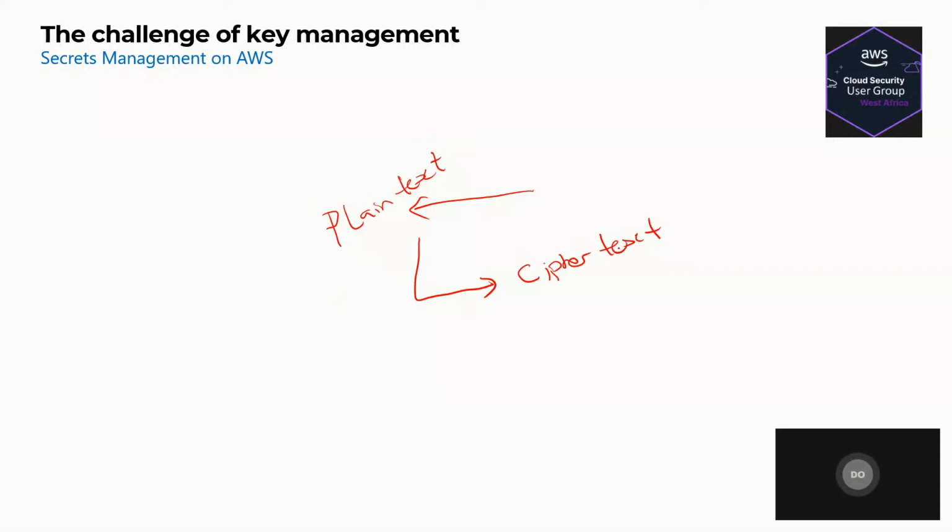That ciphertext cannot be understood, so it's mangled. In order to understand that ciphertext, you need to go through a process called the decryption process, where you decrypt the ciphertext back to plain text. And there are two main types of encryption that you're going to see around. There's the one called symmetric encryption.